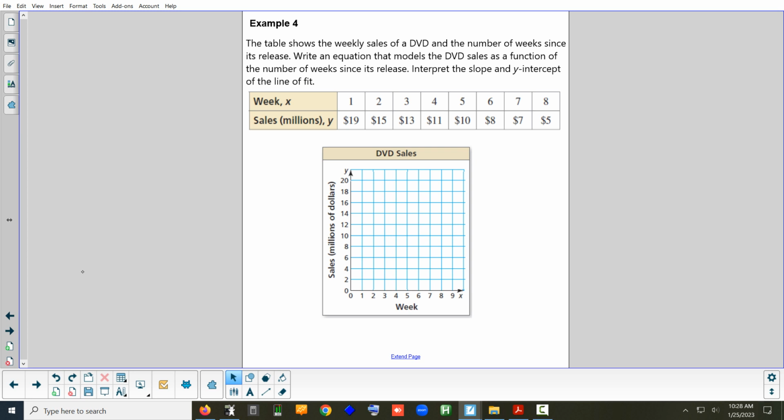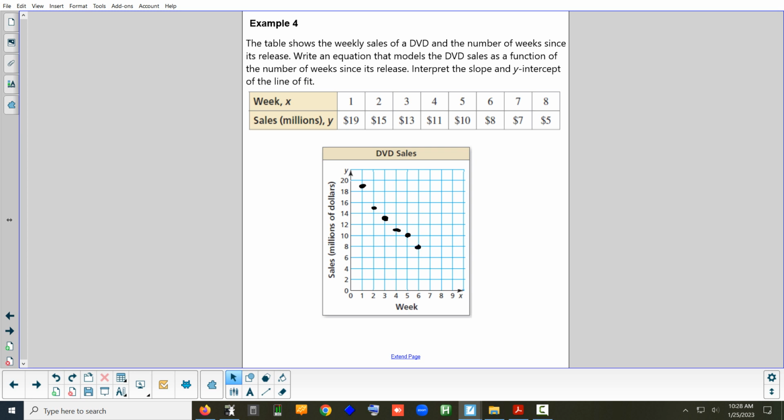So 1, 19. 2, you're at 15. Okay, 3, we're at 13. Okay, if you notice a mistake, just let me know. 4, it looks like 11. 5, we're at 10. 6, we're at 8.